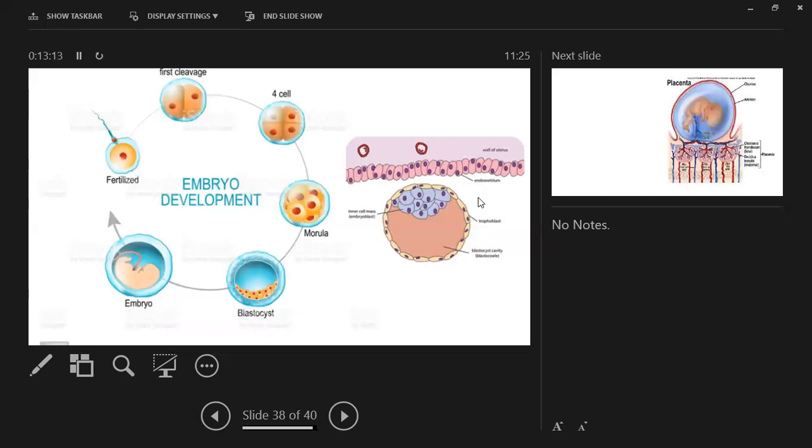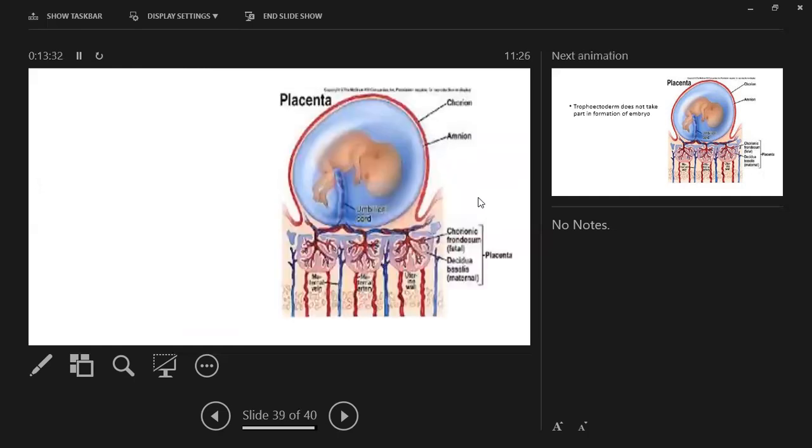It will form a connection with the mother. What is that connection called? Placenta. The trophoblast will not take part in development of the embryo. It will help the embryo to develop by taking nutrients from the mother. It will form a connection. See, here you can see.